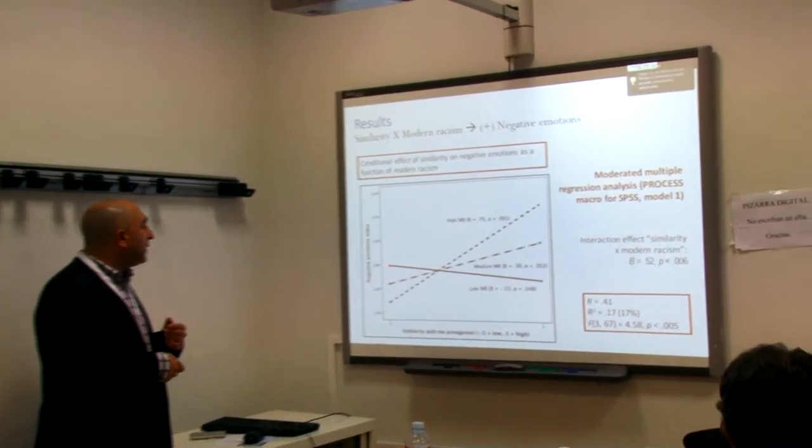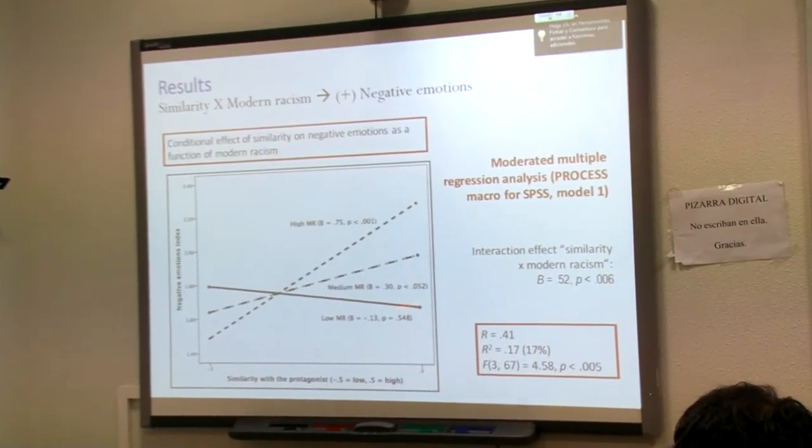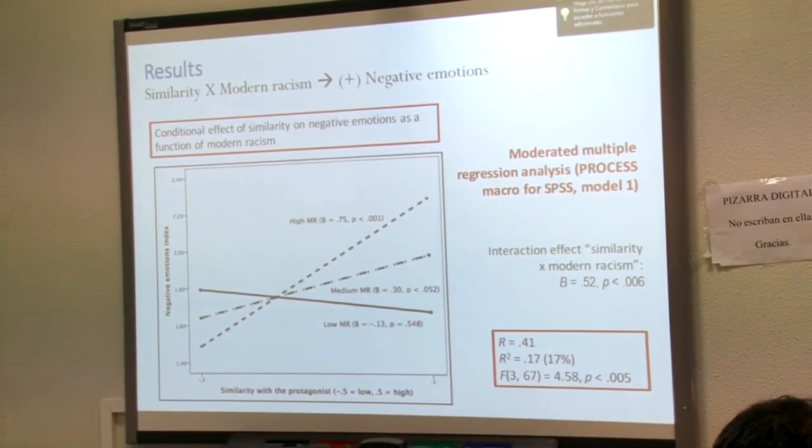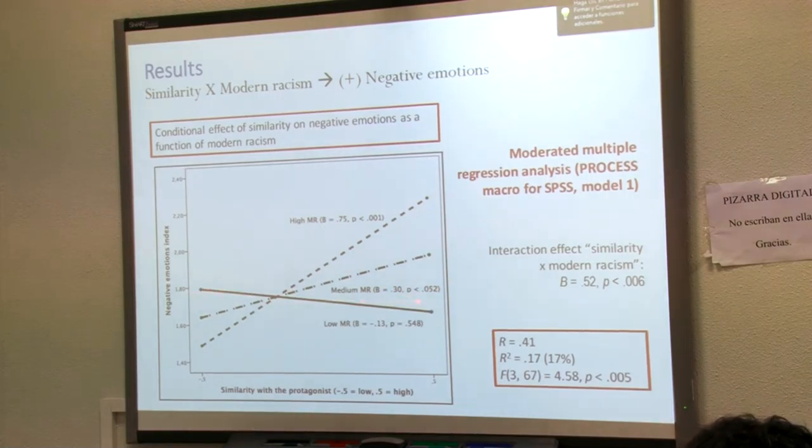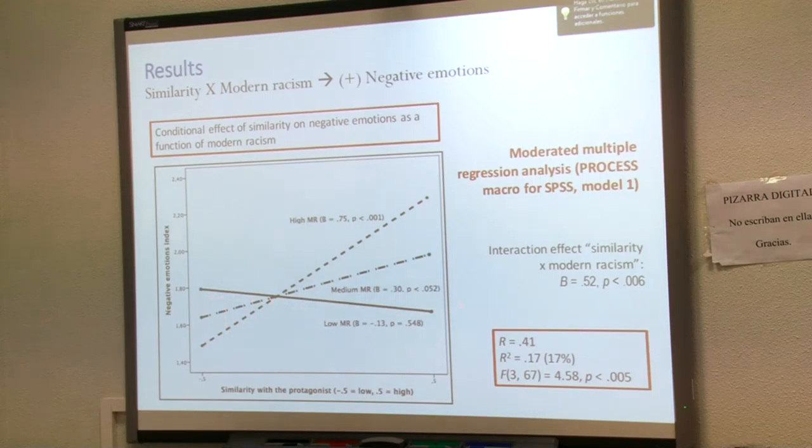Indeed, this line reflects the fact that people with very low modern racism profile didn't differ in the level of negative emotion depending on the condition. So they felt the same level of negative emotion, whether Maria was a Spanish woman or Maria as an immigrant. In both cases, they felt the same kind of emotion, the same intensity.